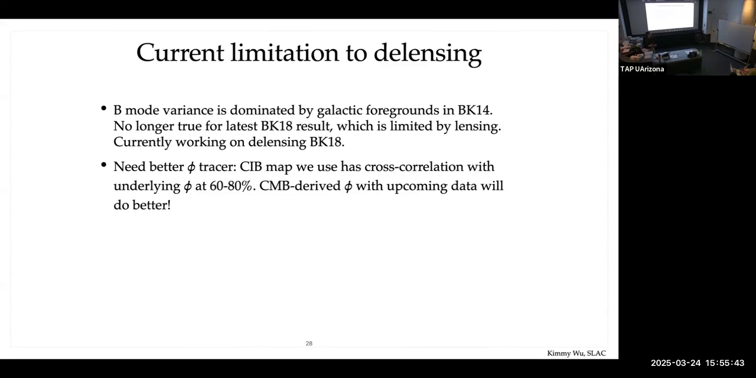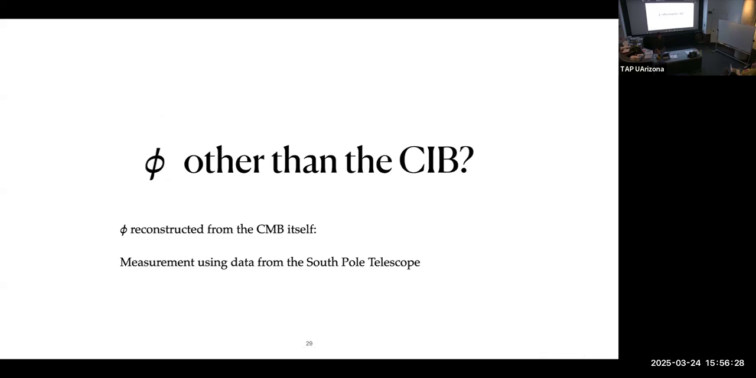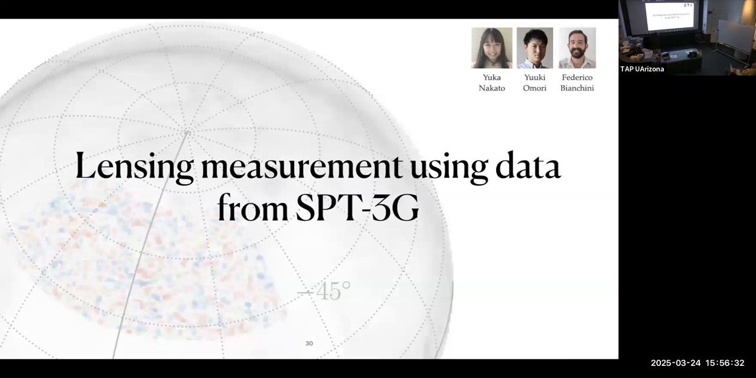All right, so current limitations to this exercise. B-mode variance in the previous data set was not dominated by lensing, but in our latest result in BK, what we call BK18, lensing is already the dominant source of uncertainty. So delensing on the current data set will give us a larger fractional improvement on sigma r than the previous data set. We need a better phi tracer. The CIB map is good, but the cross correlation is at the 60 to 80% level. A CMB-derived phi, which I'll discuss in a moment, should do better. All right, so a phi other than CIB. This is work with Yuuki Omori, Yuka Nakato, and Federico Bianchini.